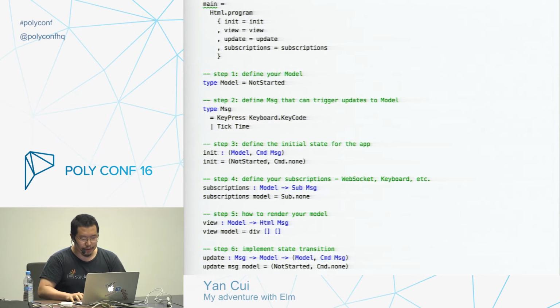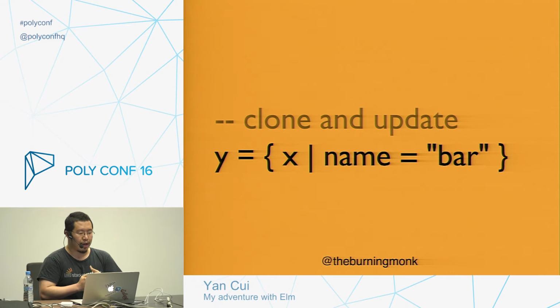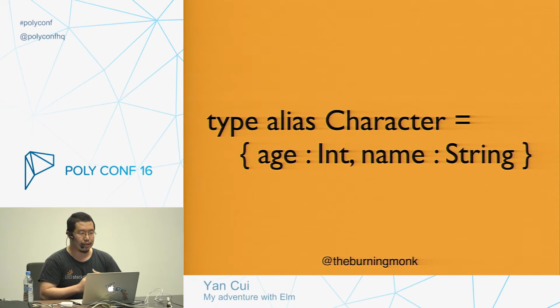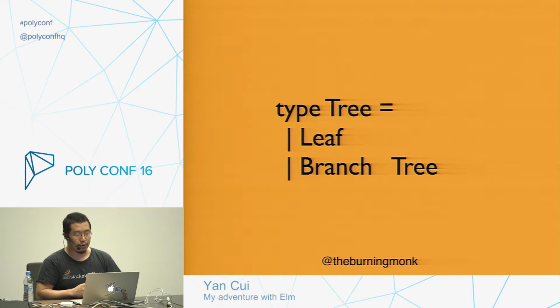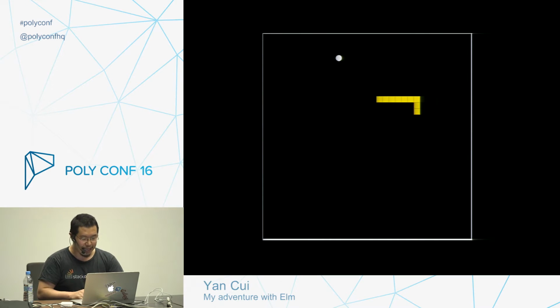Before we dive into the demo, just a quick recap of the syntax. This is how you create a new record or object in Elm, which are immutable. So you have to use the clone and update semantic to return a new version of some object you've got. You can create a type alias for objects of a particular shape. You can also use a union type to model branch cases within your types. As for the actual demo itself, we're going to build a game of snake.